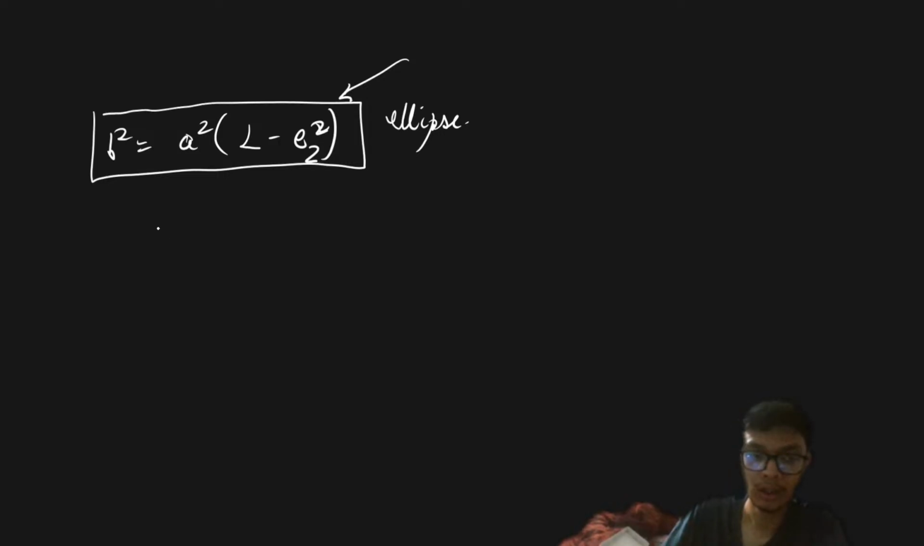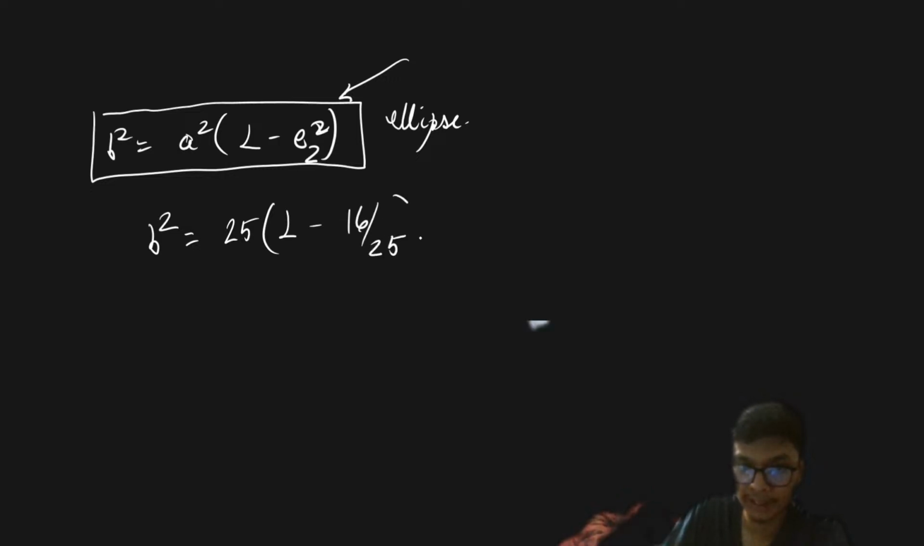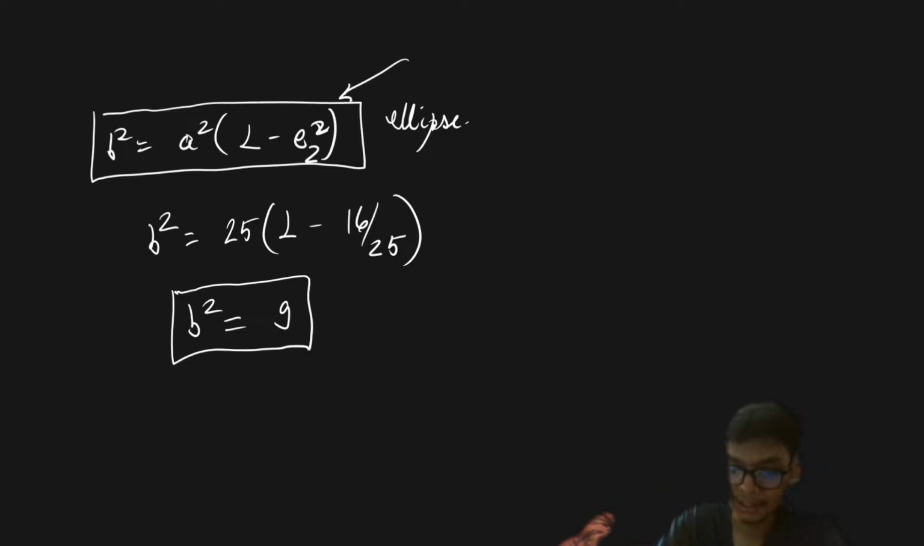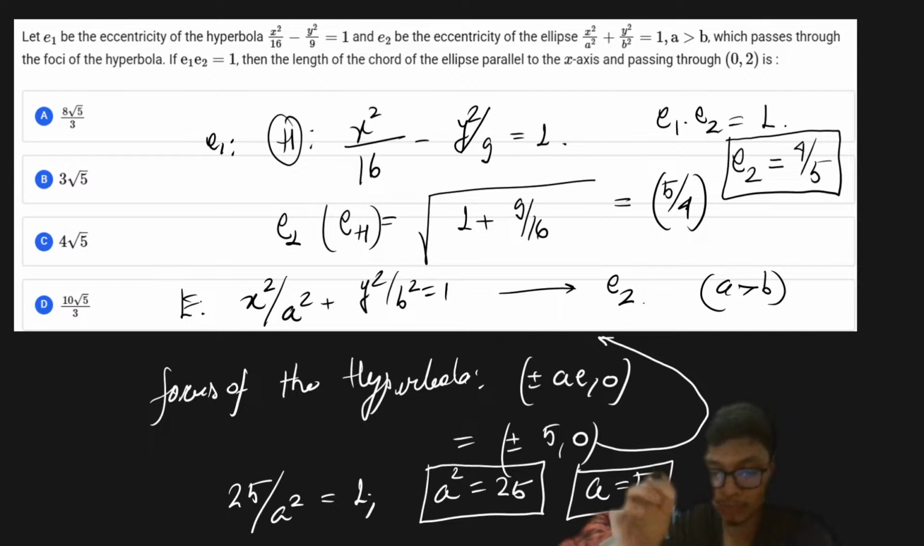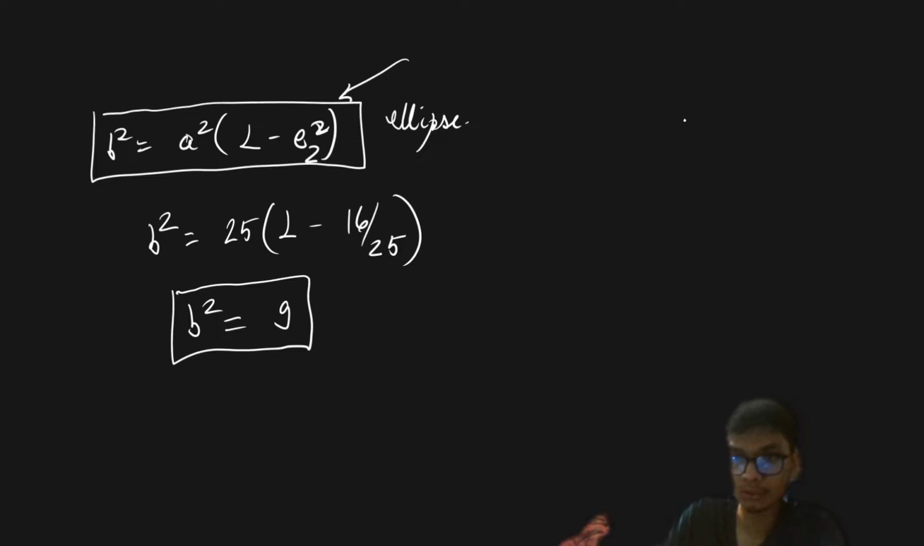So from here I'll get the value of b square equals 25 into 1 minus 16 upon 25, and this gives b square equal to 9. Now it is said in the problem that I have to find the length of the chord which is parallel to the x-axis and passing through 0, 2. So let us try to figure it out.